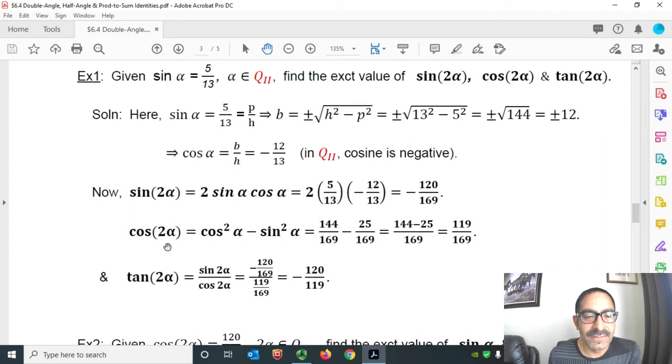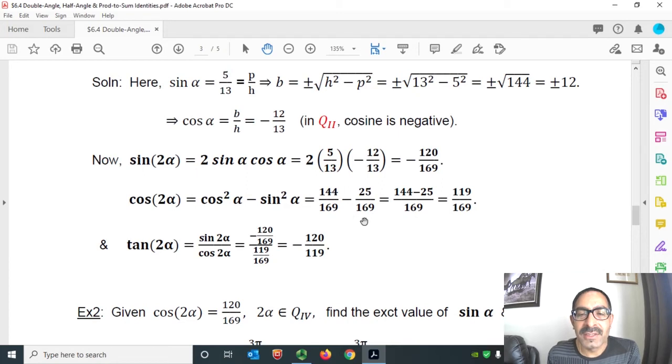Similarly, for cosine of 2 alpha, the formula is cosine squared alpha minus sine squared alpha. Plug in the values: cosine alpha is negative 12 over 13, squared, minus sine alpha, which is 5 over 13, squared. Simplify. We have the same LCD, so we can easily solve these fractions. The LCD is 169, so simply subtract the numerators, 144 minus 25, and the final answer turns out to be 119 over 169. I hope it makes sense to you all.